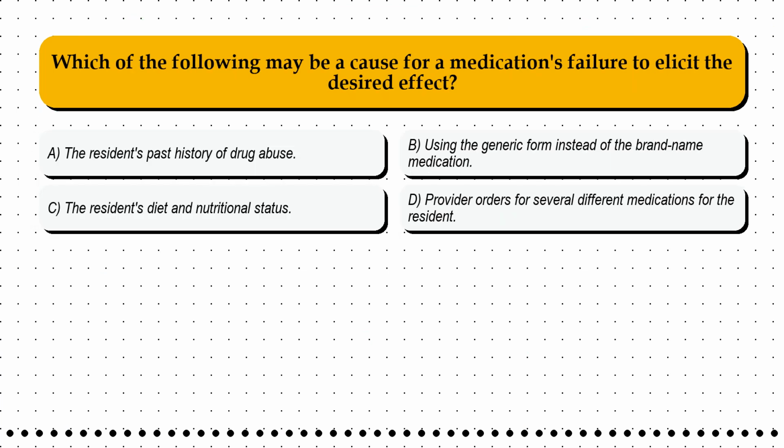Question 212. Which of the following may be a cause for a medication's failure to elicit the desired effect? Option A. The resident's past history of drug abuse. Option B. Using the generic form instead of the brand name medication. Option C. The resident's diet and nutritional status. Option D. Provider orders for several different medications for the resident.